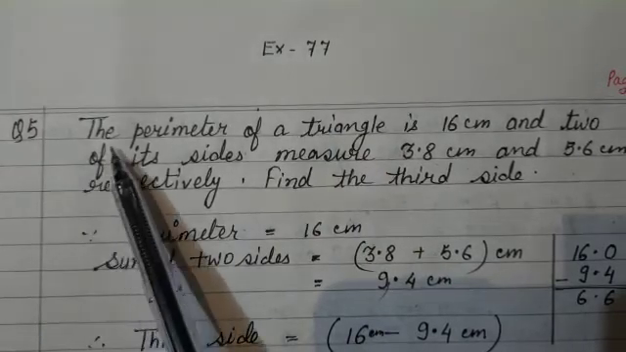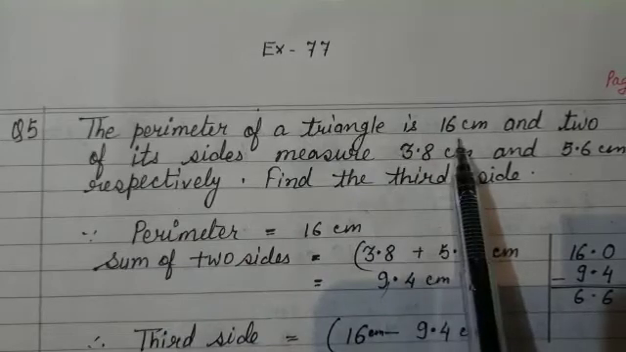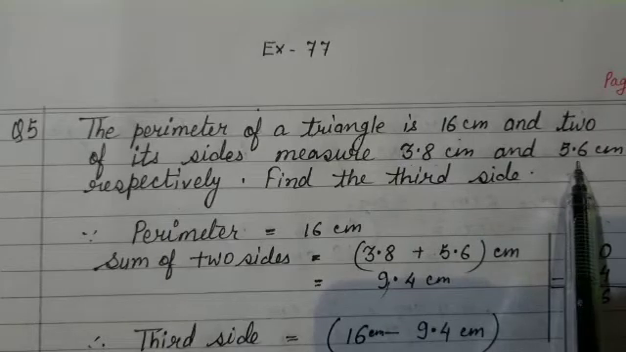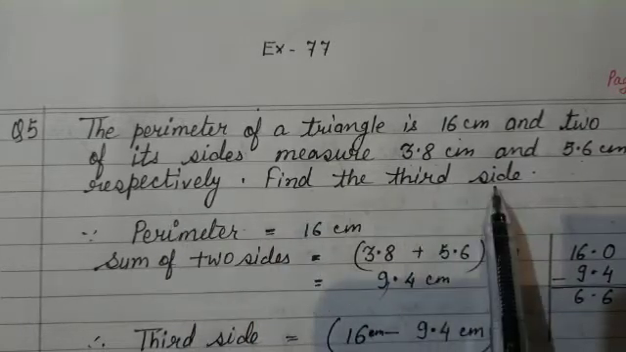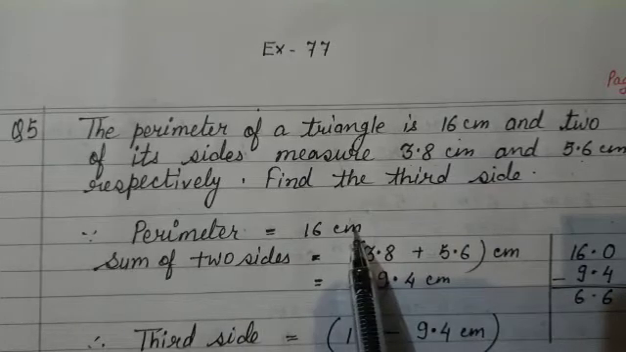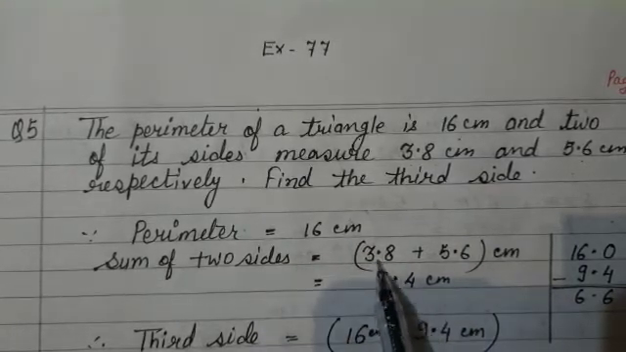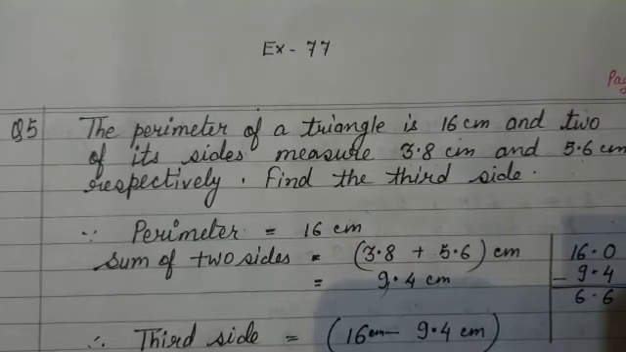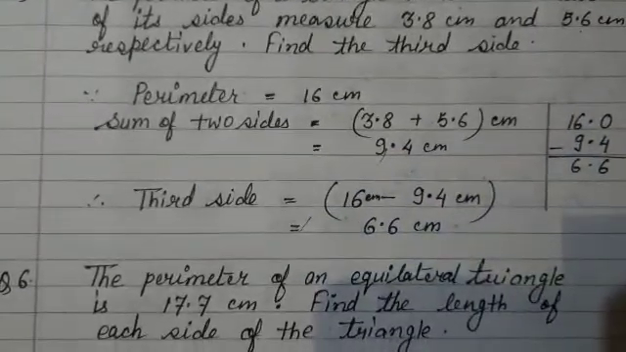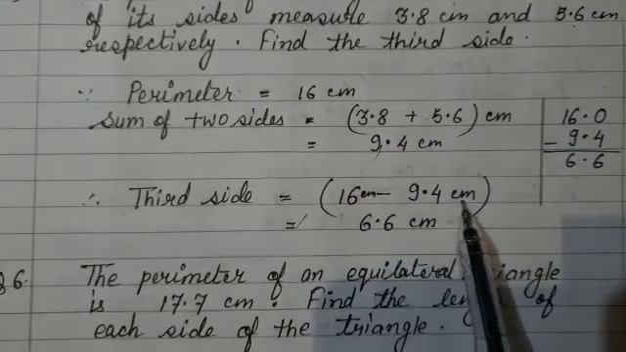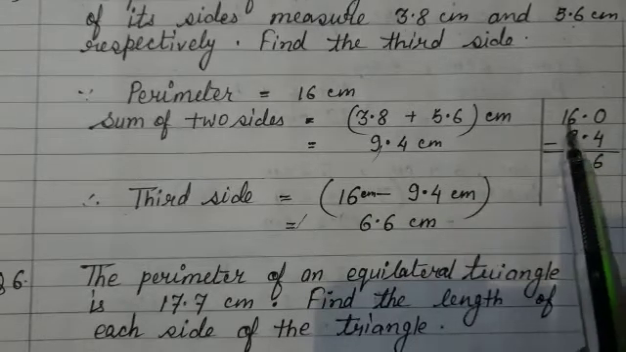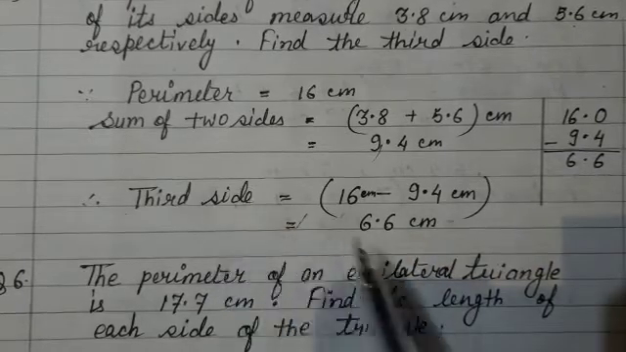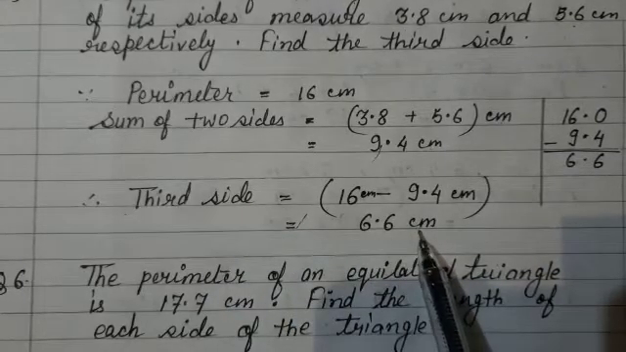In this question it is given that the perimeter of a triangle is 16 cm and two of its sides measure 3.8 cm and 5.6 cm respectively. Find the third side. As the perimeter is given as 16 cm, and the sum of the two given sides, 3.8 plus 5.6 cm, is equal to 9.4 cm, the third side is equal to 16 cm minus 9.4 cm. 16.0 minus 9.4, we are getting 6.6. Therefore, the measurement of the third side is 6.6 cm.